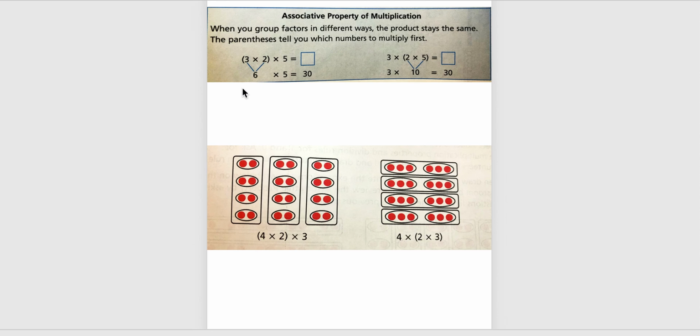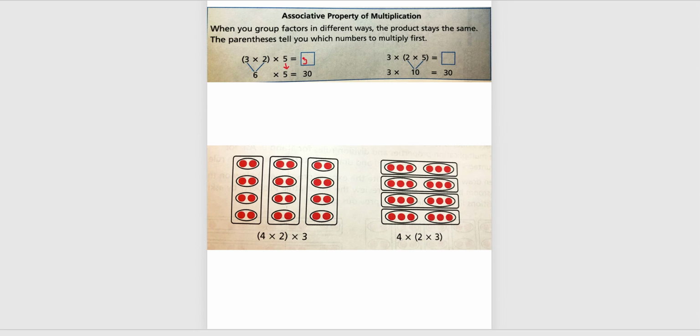So they give us an example here. They have 3 times 2 times 5, but they have 3 times 2 in parentheses. That means that we have to do those 2 first. They put little arrows pointing down here just to tell you that 3 times 2 is 6. Then they just drop this 5 down so that it's on one line, and we take our product from these 2 numbers, 6 times 5, and 6 times 5 equals 30.